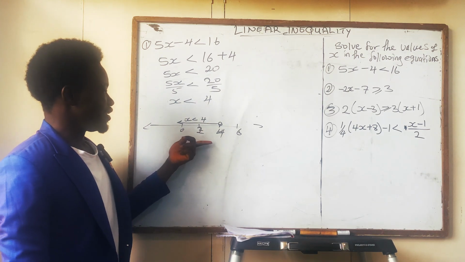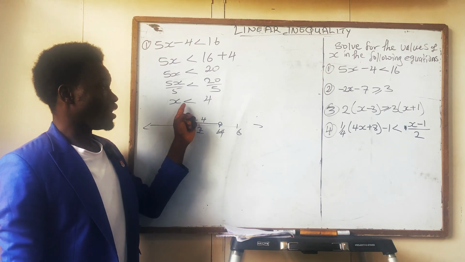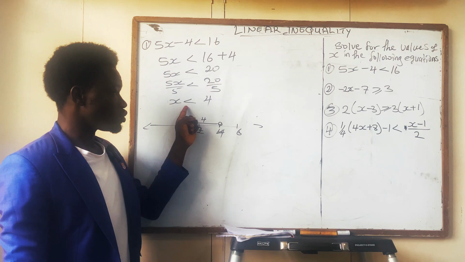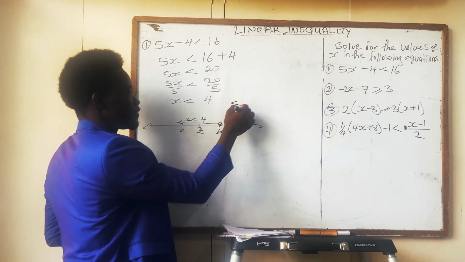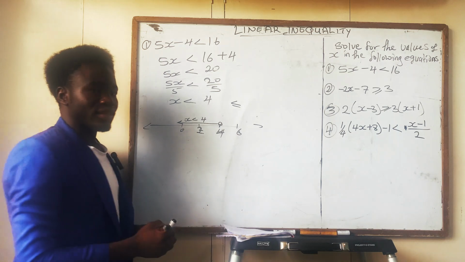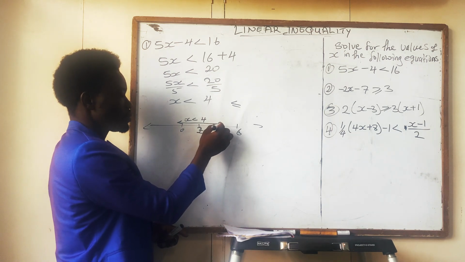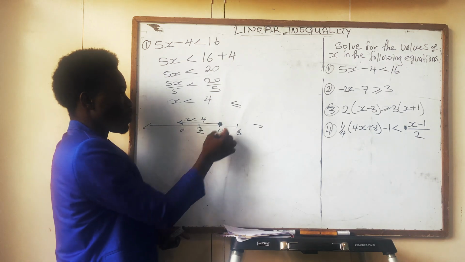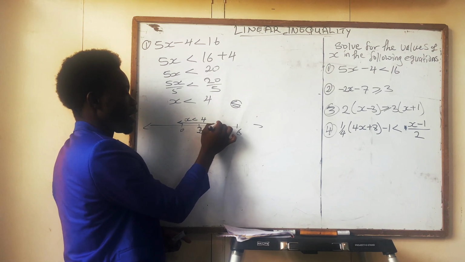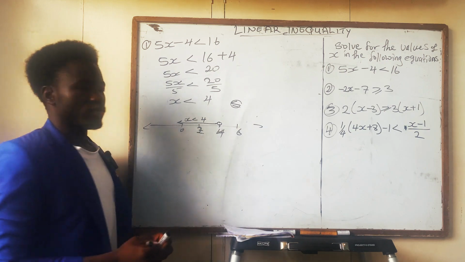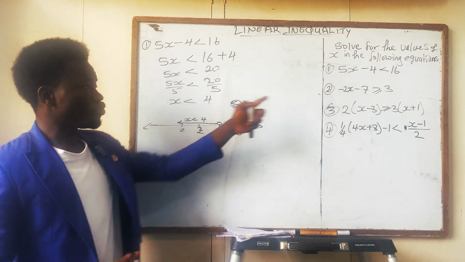In the number line, if this sign was less than or equal to, that is, if it was like this, then we would shade the dot here. We would have shaded it like this. But once it's not this one, we will have to leave it as an empty circle like this. So this is what this is requiring. Let's look at the second one.